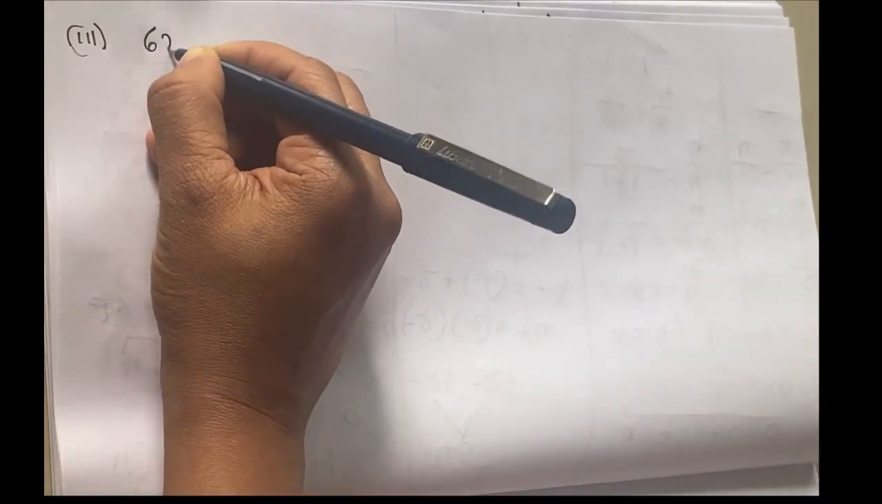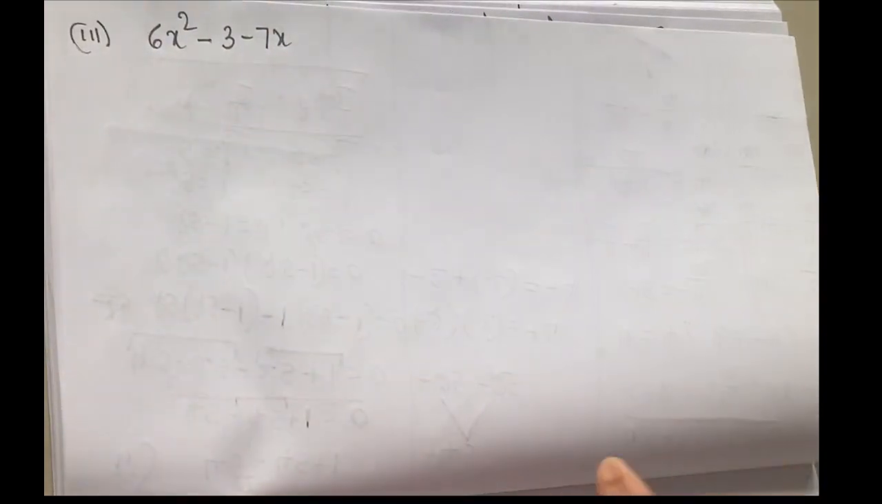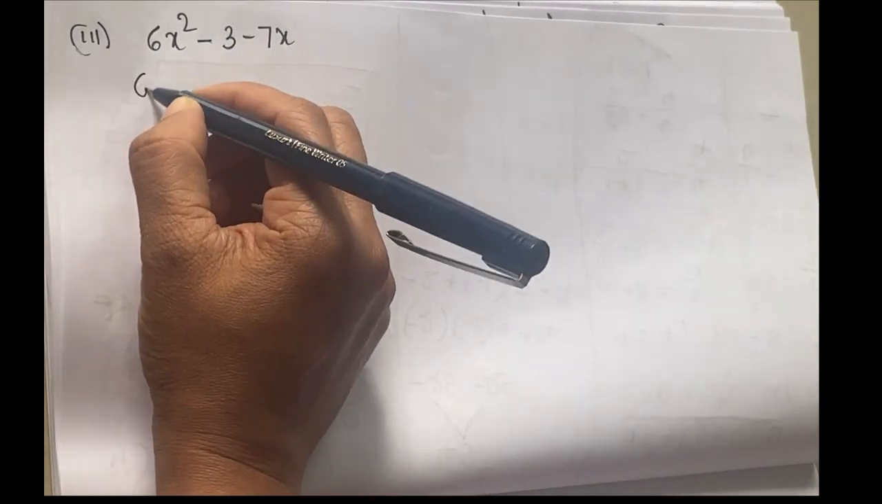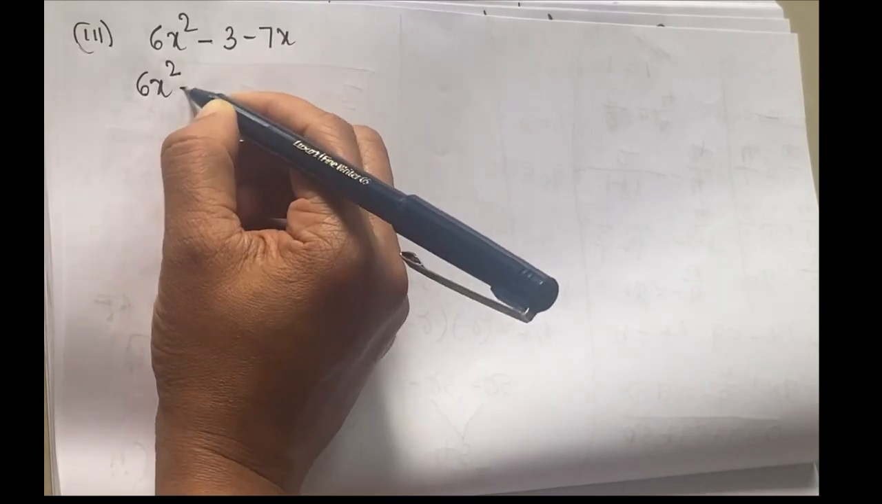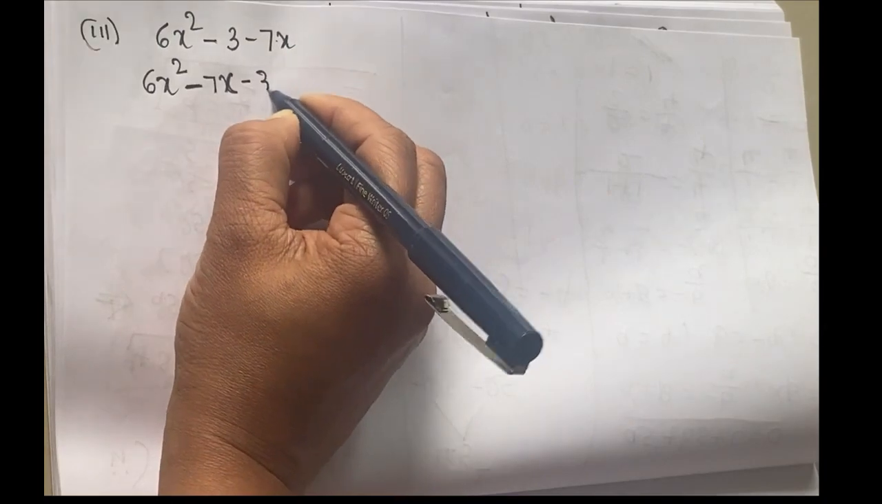Now the third problem is 6x square minus 3 minus 7x. Okay, this is the polynomial they have given. Our aim is to find the zeros of this polynomial. I will write this as 6x square minus 7x minus 3.